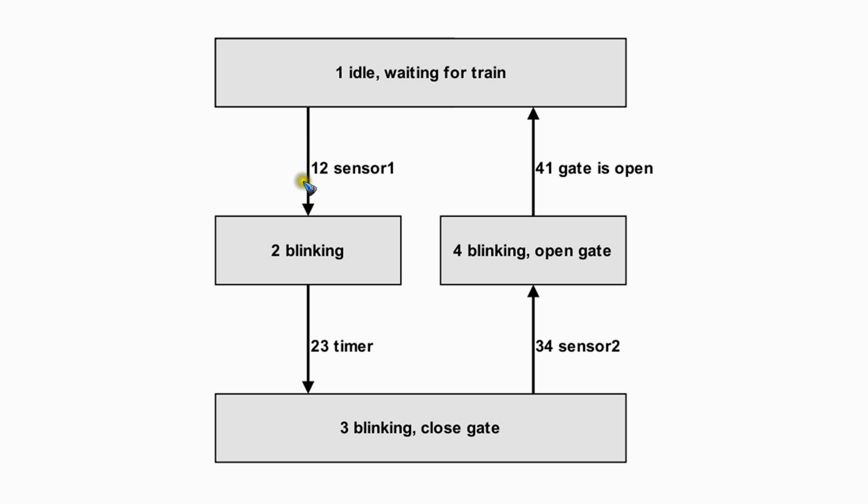So we have an if statement here. If sensor 1 is triggered, then we start blinking, and also we already start a timer because sometime later the gate has to start to close. So again, here we have this if statement. If it is time, then we close the gate. Then we are waiting again. If sensor 2 is detected and the train has passed our crossing, then we can open the gate. And then there's another if statement. If the gate is fully open, then we stop blinking and we are back in state 1.